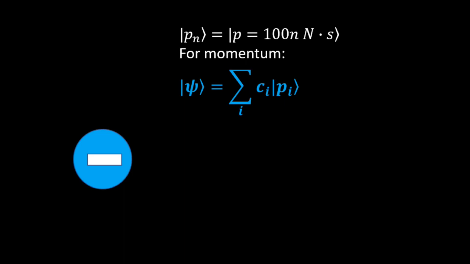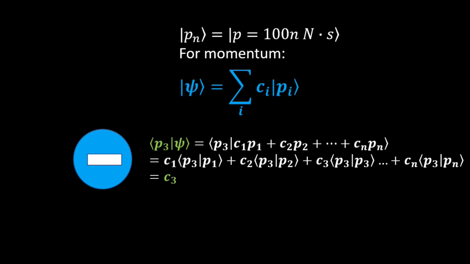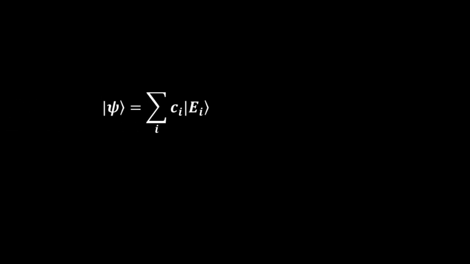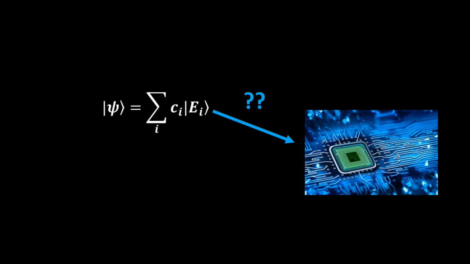If we want to find out how likely we'll be detecting the P3 state in our momentum quantum state shown above, we take the inner product of P3 and psi. The probability of detecting the P3 state is C3 squared. Now let's see how we can use this superposition idea in the design of a quantum computer chip.